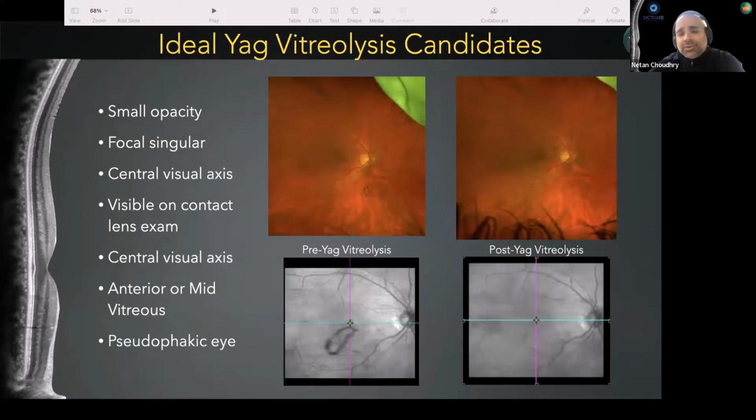And then in an ideal scenario, they're a pseudophakic patient, because that gives you some confidence going in early on that you can expect a good outcome. We can see here the Optos image above for this patient pre-YAG vit. They have a Weiss ring, which you can see on the SLO image, and then post-YAG, the Optos image and the SLO image also show the absence of that opacity.